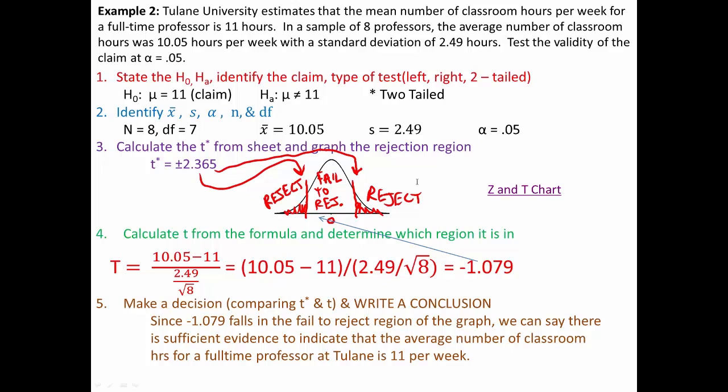So sure, we could say since this falls in the fail to reject region, sure, the null hypothesis has been failed to be rejected. But we really should say we can say there is sufficient evidence to indicate that the null hypothesis is okay, I guess. So there is sufficient evidence to indicate that the average number of classroom hours for a full-time professor at Tulane is 11 hours per week. Okay, and then that's what we write.